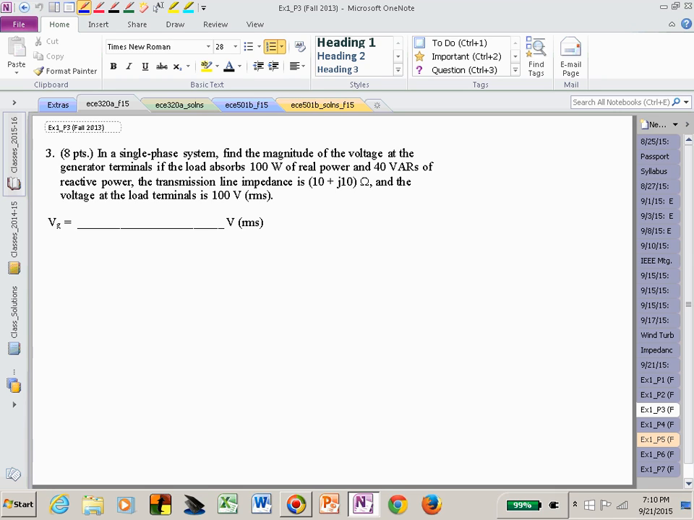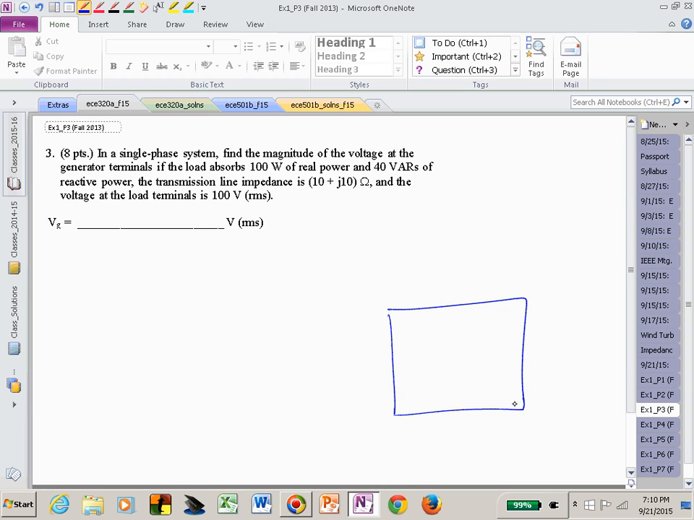Can you sketch a picture? You're given the load is 100 plus J40.